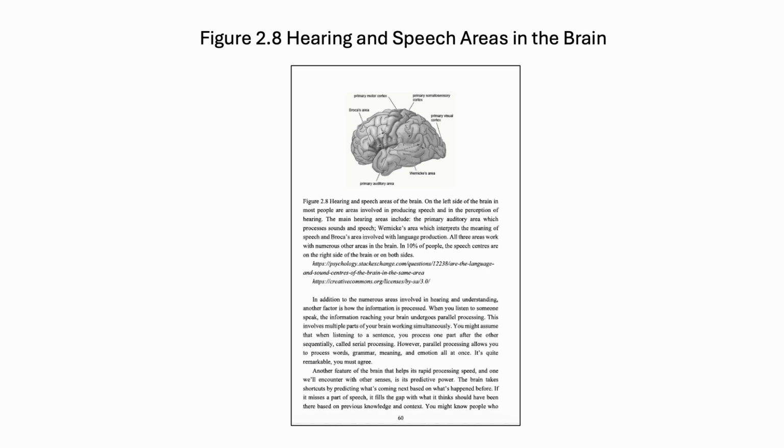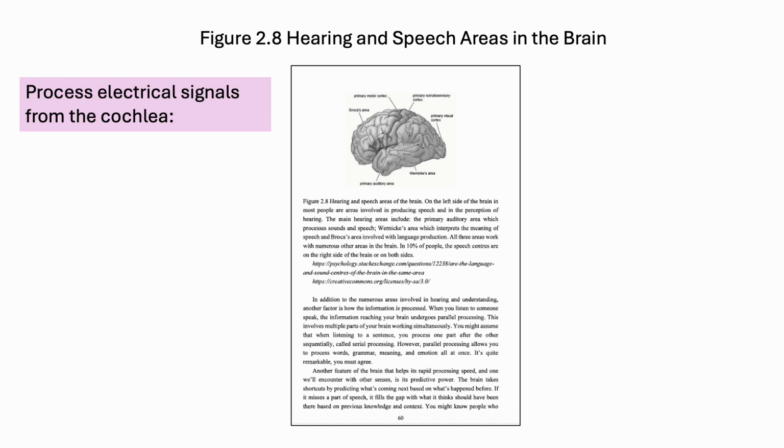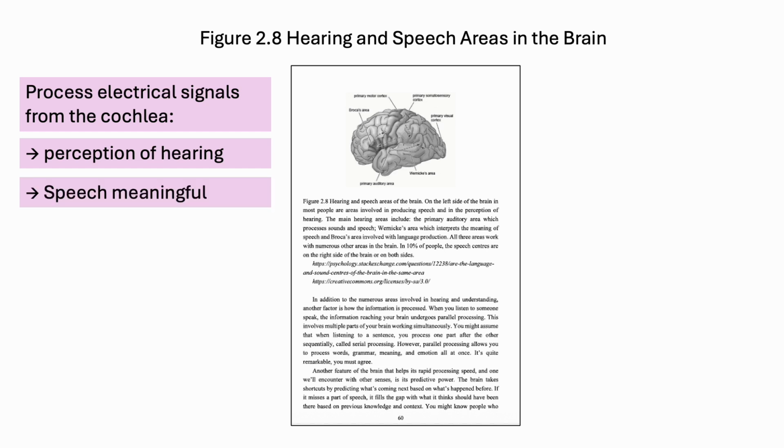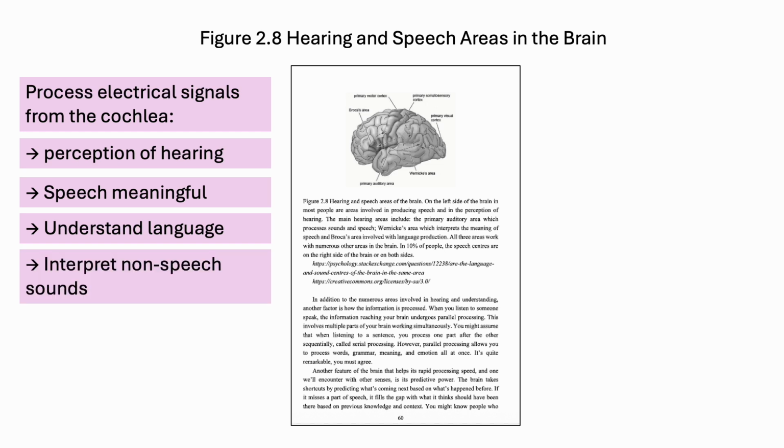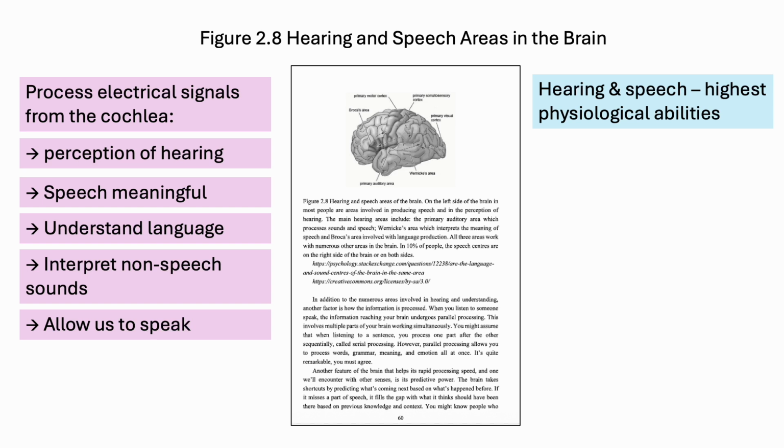This video helps explain figure 2.8, which shows the hearing and speech centres in the brain. It is these areas which process electrical signals from the cochlea to give us the perception of hearing, to make speech meaningful, to understand language, interpret non-speech sounds, and to help us to speak. As hearing and speech are our highest physiological abilities as humans, these areas have a number of complex tasks to perform and to do so rapidly.